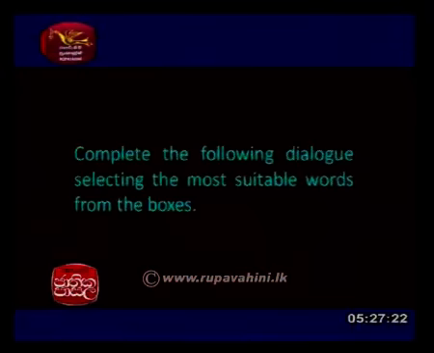Right. Now let's see what the students have got for the 2012 paper. The very recent paper, that is last year's paper. So let us discuss it as we are running out of time. We'll try to do it quickly. Complete the following dialogue, selecting the most suitable words from the boxes. So for each blank there are 2 words given.